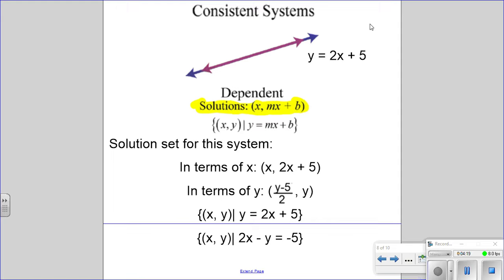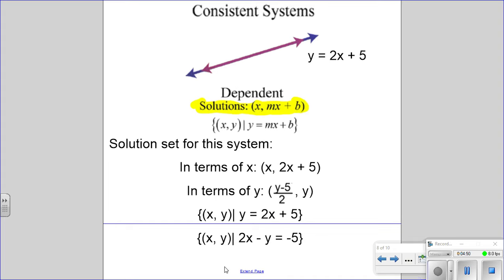So if this was one of the equations for the two lines, then here are the possible solutions we could have. We could have the solution set written in terms of x. This is written as an ordered pair. For any x value, we know that y is equal to 2x plus 5. It's already solved for us up here. So this is a way to represent the solution set for this system.